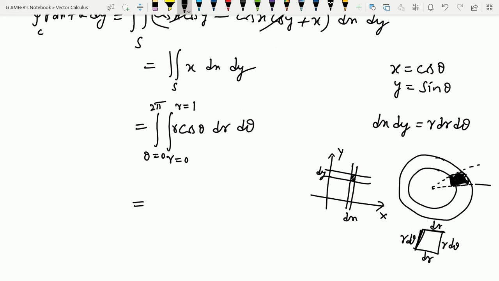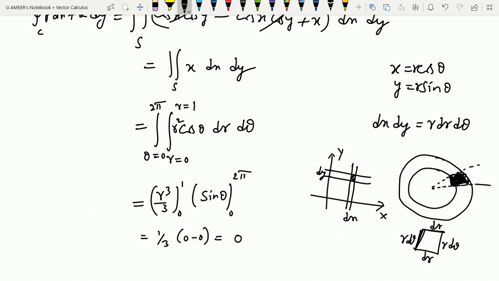So even you can put here the parametric equation, x is equal to r cos theta, y is equal to r sin theta, then dx dy, then r is there, then r square will come here. Then r square integration is r cube by 3, limits from 0 to 1. Then I have cos theta integration, that is sin theta, with limits from 0 to 2 pi. Here it is 1 by 3 and here both the upper limit and the lower limit give 0, so the answer will be 0. Okay, so this is the simplest example to understand this.